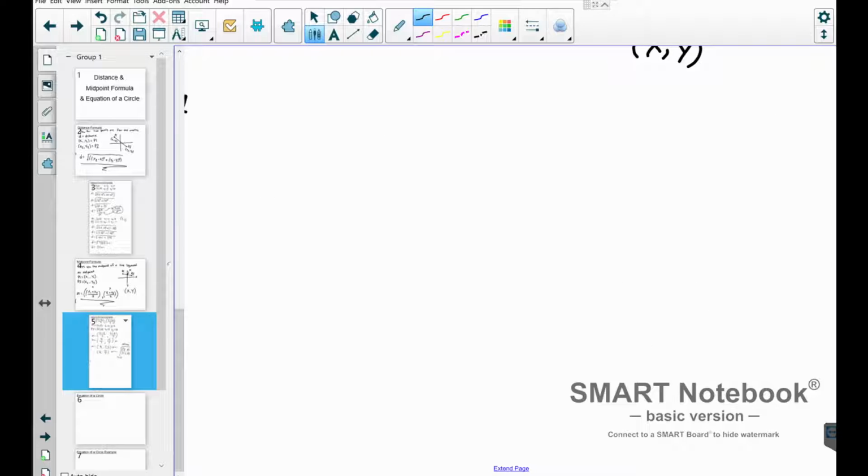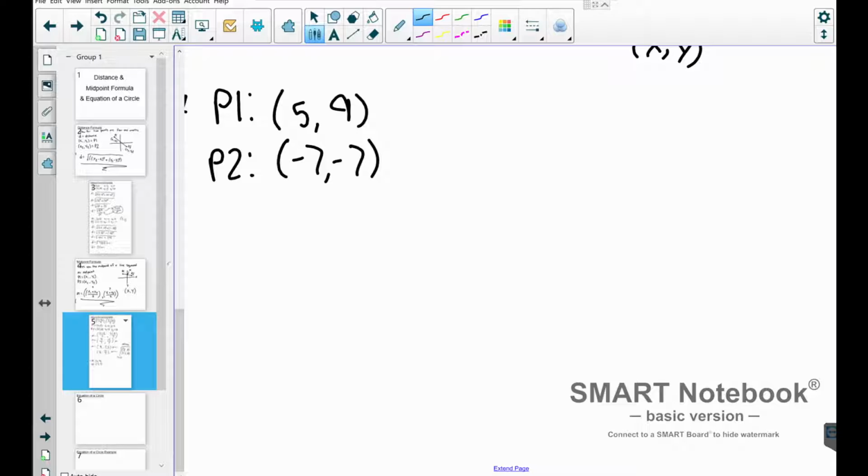Let's do another example. Let's say we have point 1 at (5, 9) and point 2 at (-7, -7). Once again, we did the same example with distance formula. I use these same points for a reason so you can see how they differ. So let's label. We have x1 is equal to 5, x2 is equal to -7, y1 is equal to 9, and y2 is equal to -7.